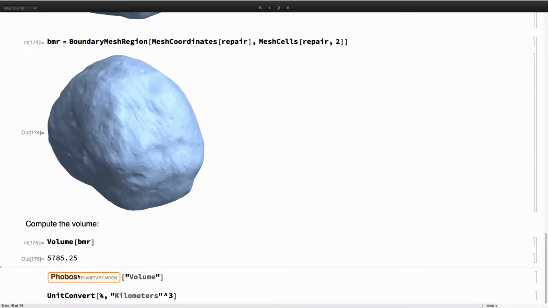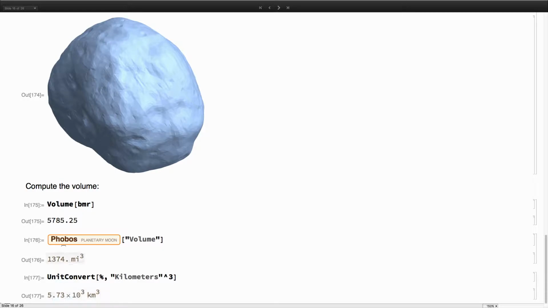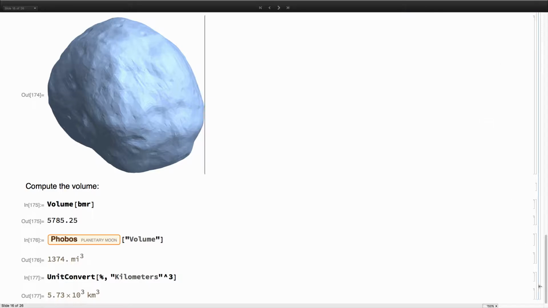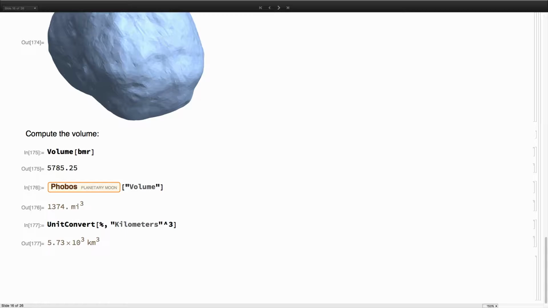So using Wolfram Alpha, let's check the actual volume of Phobos. It's 1,374 cubic miles. And this one is actually in kilometers, so let me convert to kilometers, then see. It's quite similar.